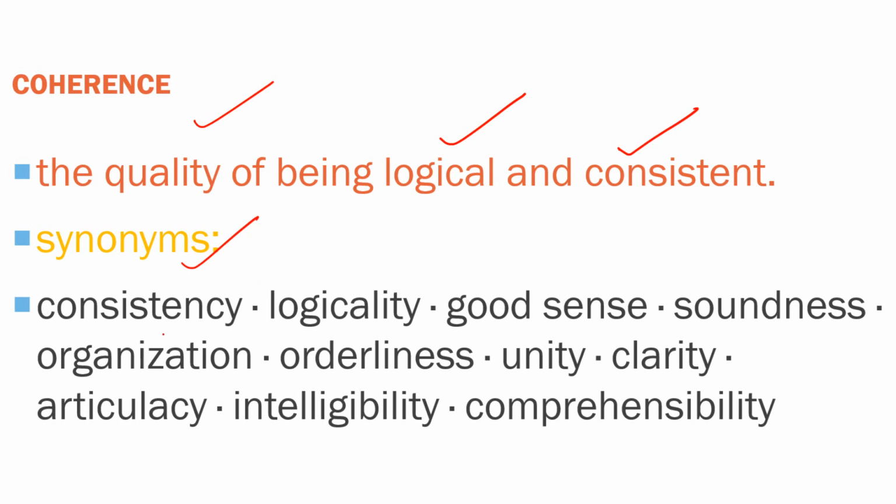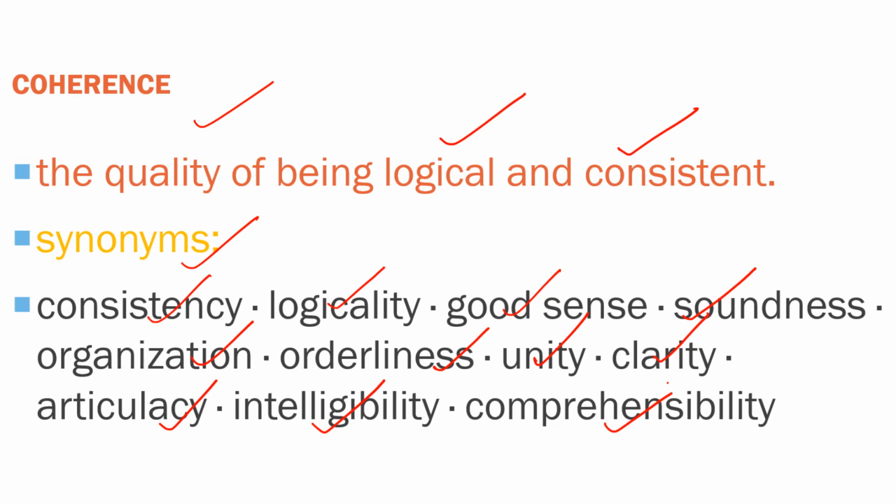Look at the synonyms of coherence. Consistency, logicality, good sense, soundness of ideas, organization of ideas. That is the essence of coherence. And orderliness, unity or clarity of thought should be there in your article. Then articulacy, using the correct words, lexical articulacy should be there. And intelligibility. When one reads your article, they should understand it very clearly. Intelligibility should be there. Then comprehensibility, understandability. So these are the synonyms for coherence.